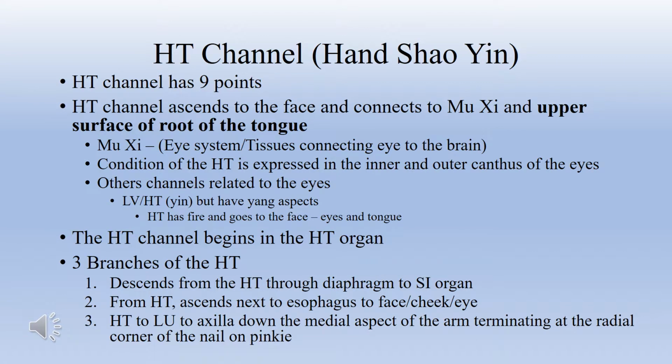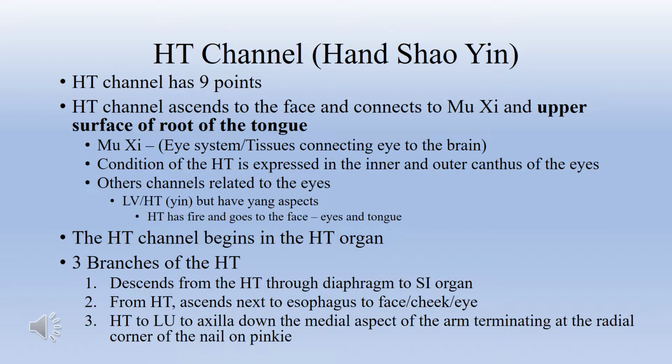Heart channel, Hand Shao Yin. The heart channel has 9 points and ascends to the face and connects to the muji and the upper surface of the root of the tongue. Muji is the eye system, or tissues connecting the eye to the brain. The condition of the heart is expressed in the inner and outer canthus of the eyes. Other channels related to the eyes are liver and heart, but have yang aspects. Heart has fire and goes to the face, eyes, and tongue.